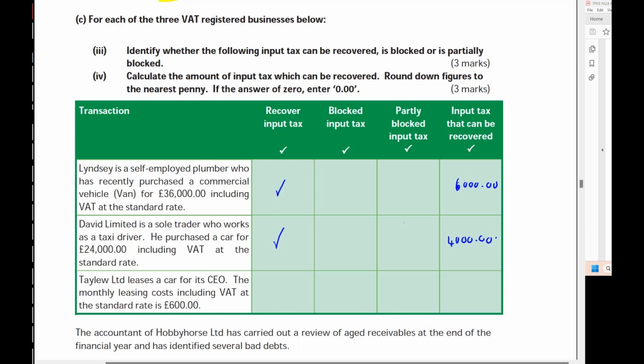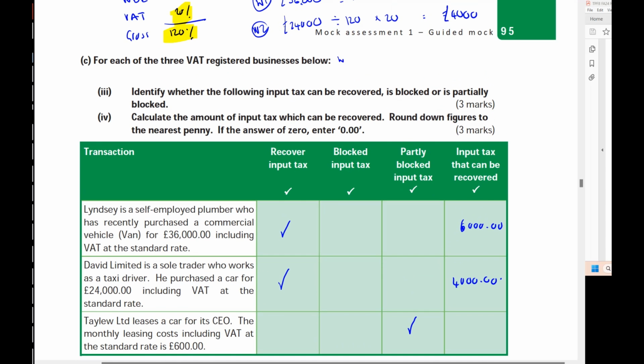So this is a lease as opposed to the purchase of the car itself. So it's partly blocked. It's not completely blocked, it's partly blocked. So what are we going to do? The monthly leasing cost, including VAT, which is at the standard rate, is 600. So it's telling me I pay £600 a month.